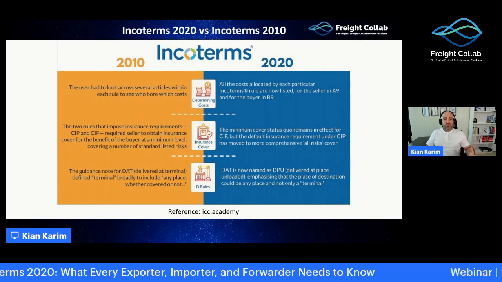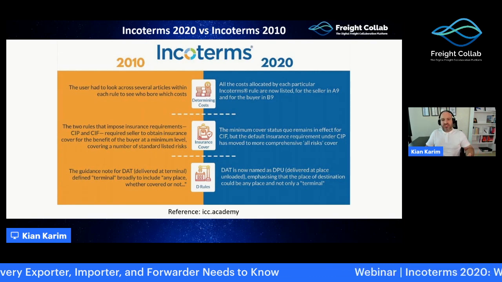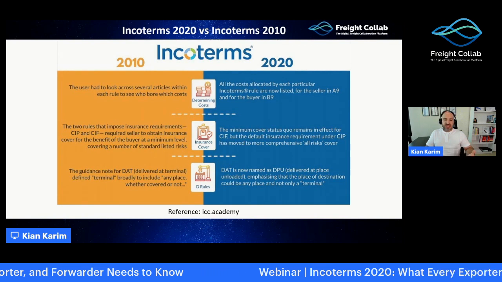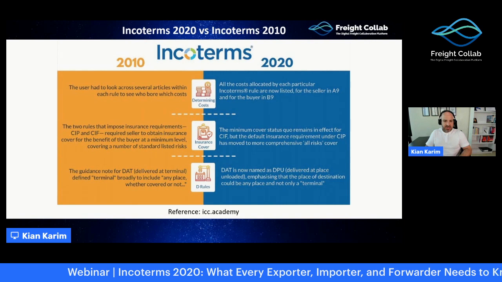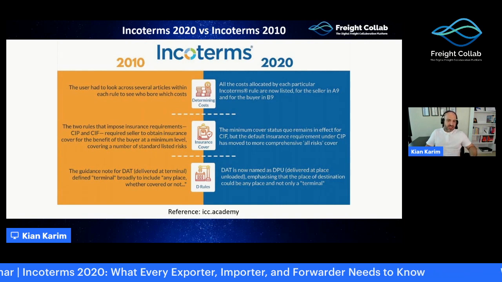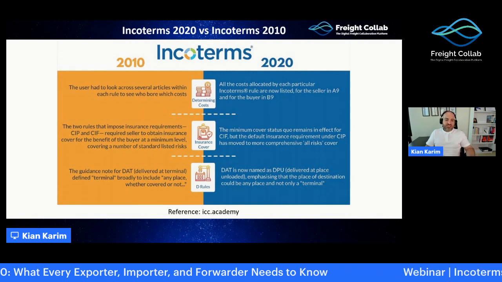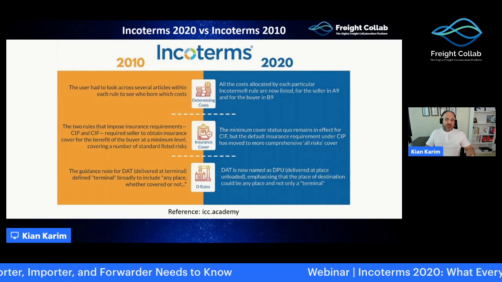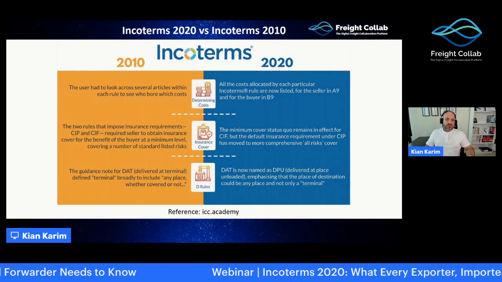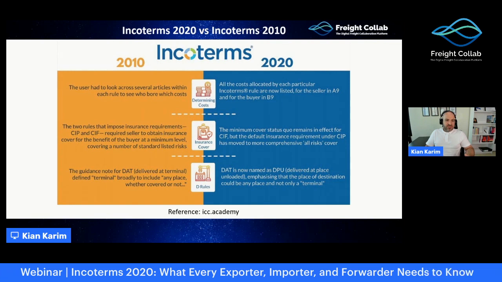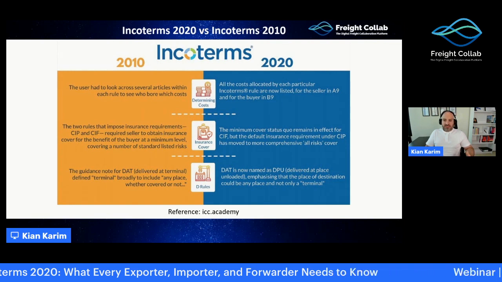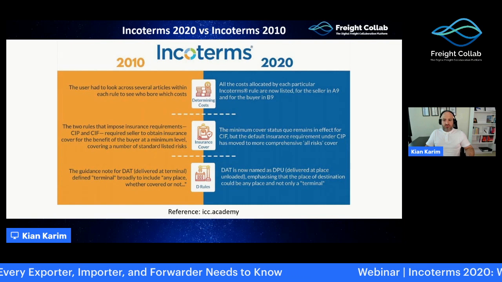So it means that if you go to the A9 section for each term, you will understand what costs should be paid by the seller. And if you go to the B9 section, in each term, you will find out what costs should be paid by the buyer. So the clarification of costs for each term is very straightforward in 2020.